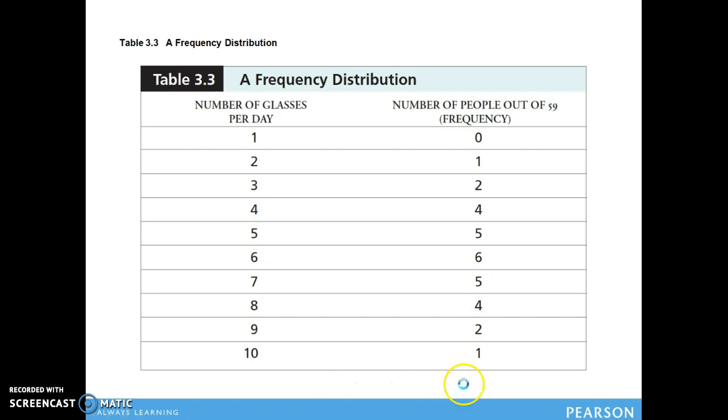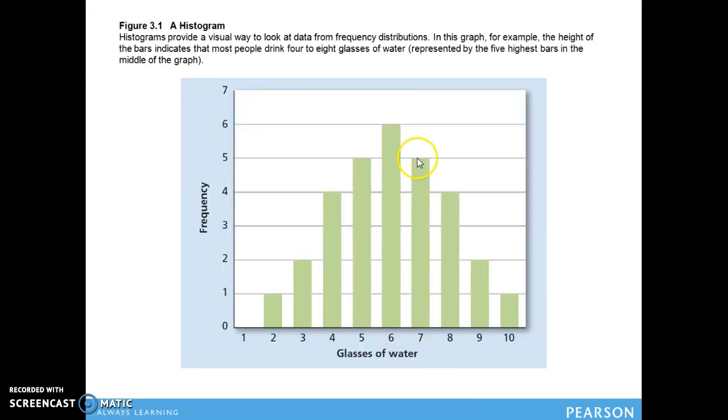Also, it seems that, whoops, I went back a little bit, sorry guys. That seems to suggest that 6 people have 6 glasses of water. That seems to be the average. So most people have 6 glasses. Very few people have only 2 glasses of water a day, and very few people have 10 glasses of water a day. And so maybe these 5 bars right here seem to be a normal range of water drinking.